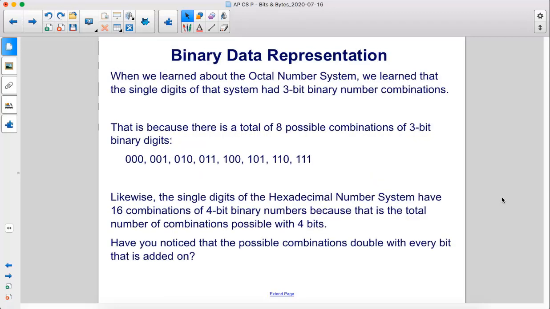When we learned about the octal number system, we learned that the single digits of that system had 3-bit binary number combinations. That is because there is a total of 8 possible combinations of 3-bit binary digits, listed here. Likewise, the single digits of the hexadecimal number system have 16 combinations of 4-bit binary numbers, because that is the total number of combinations possible with 4 bits. Have you noticed that the possible combinations double with every bit that is added on?